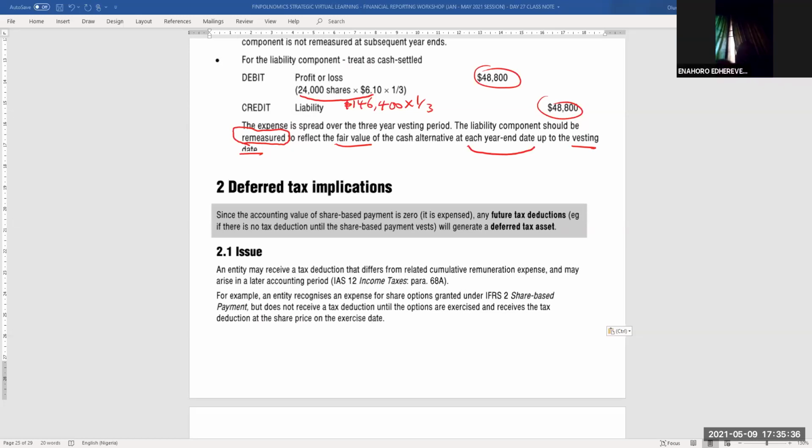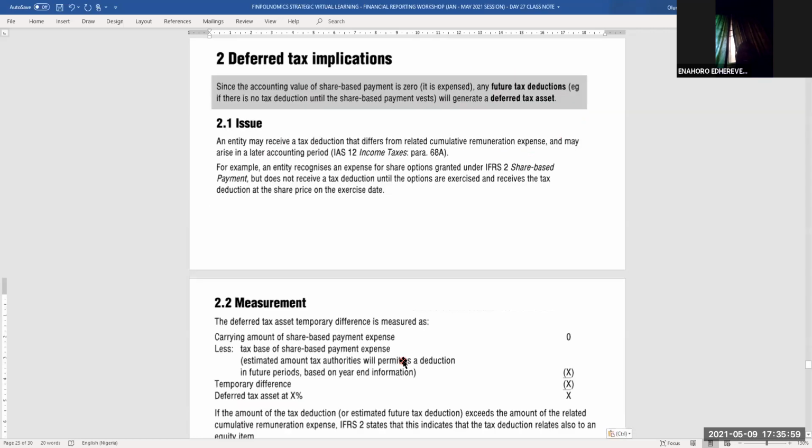Deferred tax implications. Since the accounting value of share-based payments is 0, it is expensed. Any future tax deductions, e.g., if there is no tax deduction until the share-based payment vests, we generate a deferred tax asset.